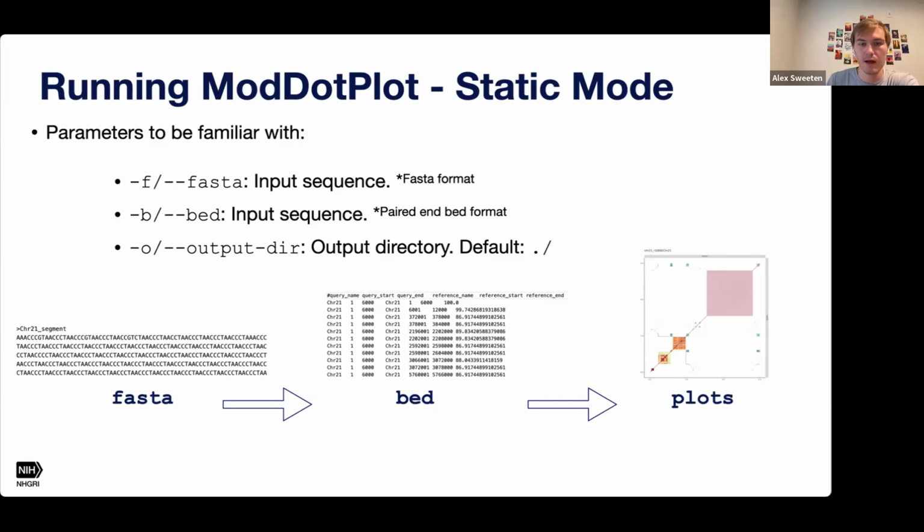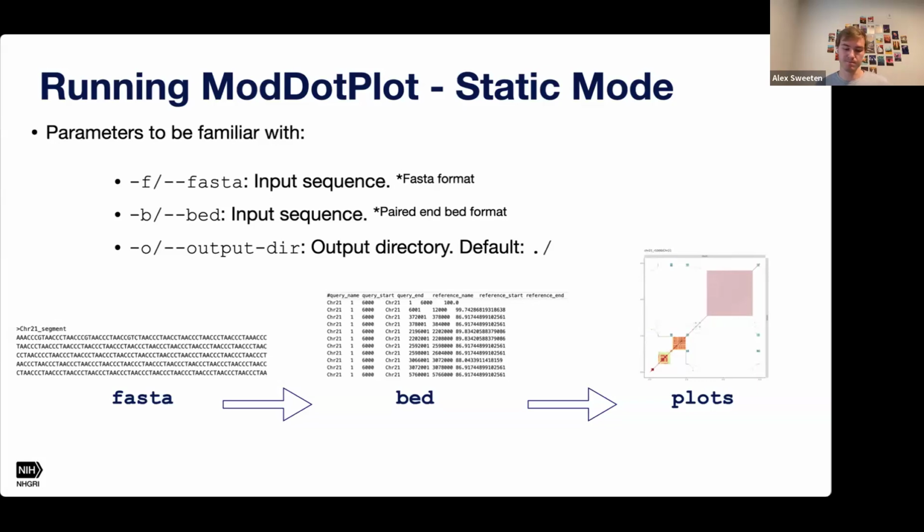This is pretty standard. When ModDotPlot computes sequence identity, it will produce a matrix in the form of a paired end bed file. So in the structure of this paired end bed file, you have sequence 1 with whatever intervals you're using, sequence 2 with whatever intervals you're using, and the identity estimate. So this is going to be the same regardless if you do a comparative plot versus a self-identity plot.